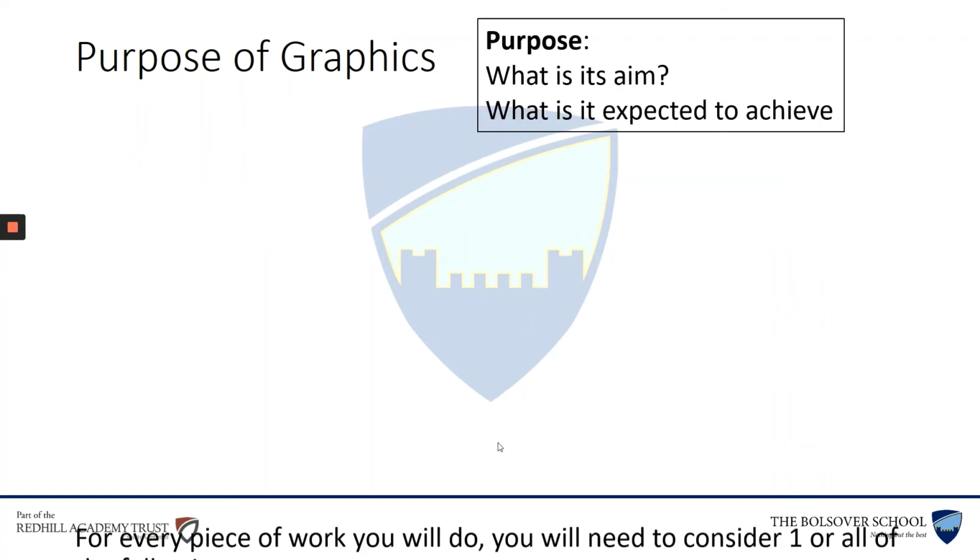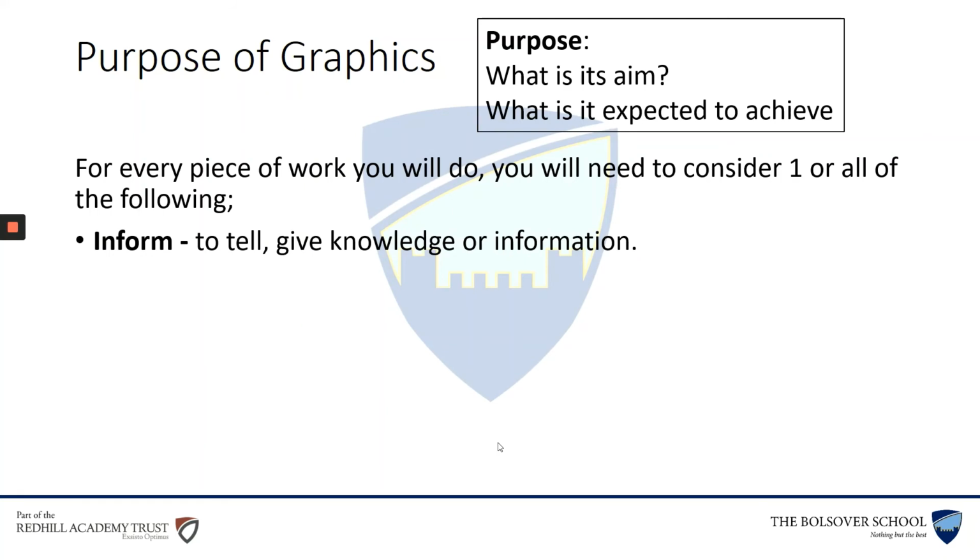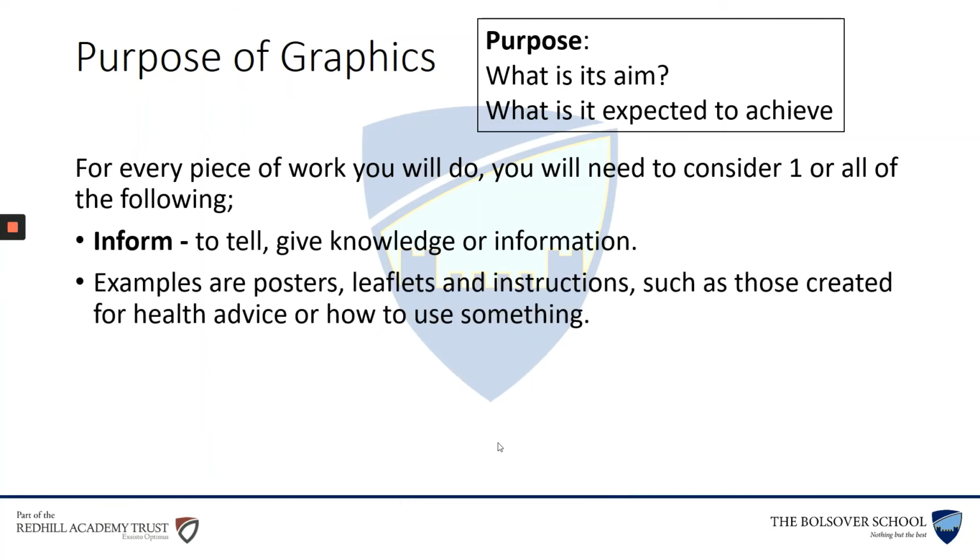So, the purpose of graphics, you've got to think about what is the aim? What is it expected to achieve? What are we trying to get across? So to inform, we're telling people, we're giving knowledge or information about something. Could be anything. Examples of these are posters, leaflets, instructions. For example, you might buy a new device, TV, Xbox, console, whatever it is, and instructions are there to help you set it up. So think about, are they good enough to read, or could they be better? If they could be better, what could you do to improve them?